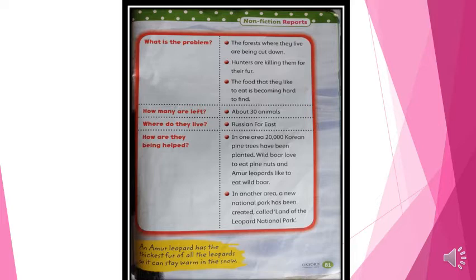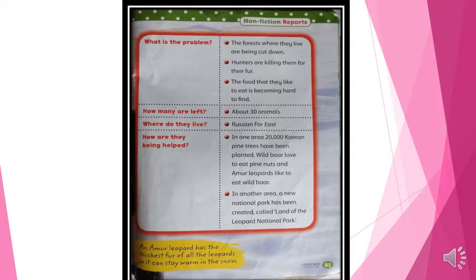So one of the main reasons for their extinction is that human beings are cutting down the forests where they live, and they are making buildings instead. So when you cut down the forest, you know what happens? Animals have no homes to live. So where are the poor animals going to live now?